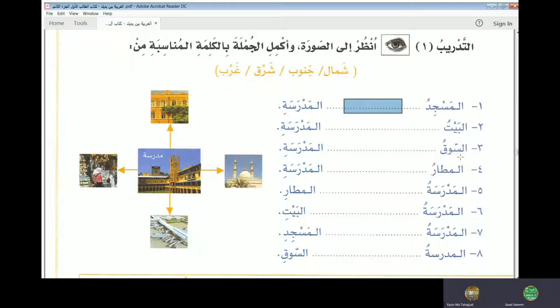Alright, so this will be: Al-Masjid sharq al-madrasa. The mosque is east of the school. Yes, east of the mosque is east of the school. East of the school, okay.